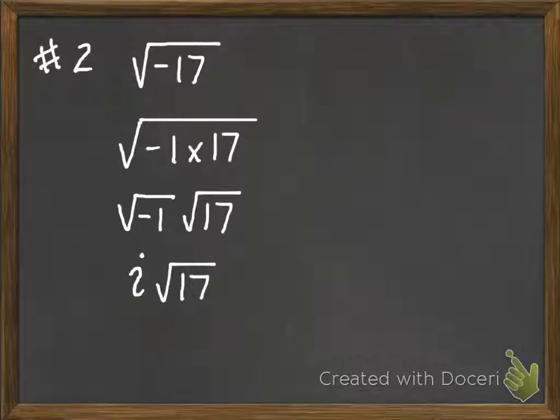And in this case, notice we put the i before the radical sign, because if it were after, it could look like it's under the radical symbol. So typically we put it before the radical sign.